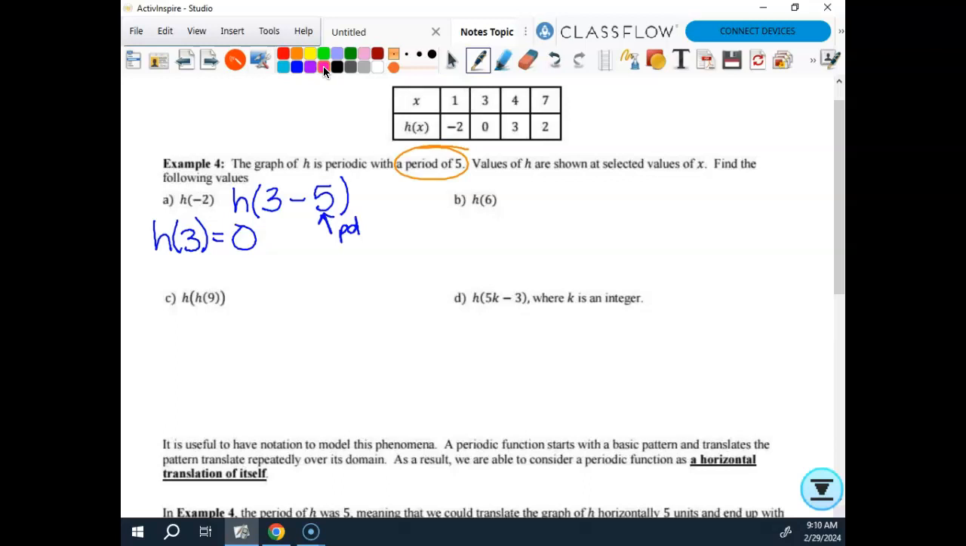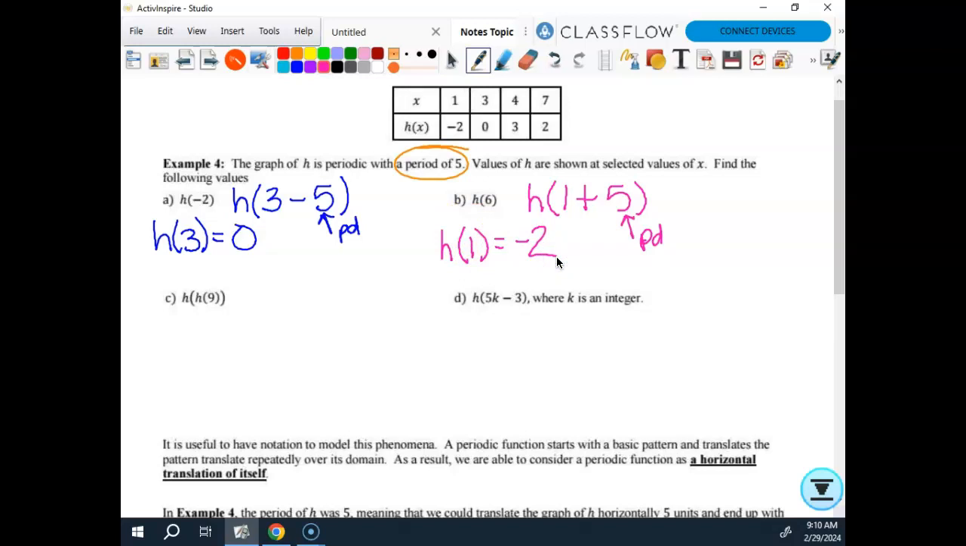All right, h of 6. Who wants to tell me how to rewrite this one? 1 plus 5. Good. 1 plus 5, because that's the period. Is that the only way to do it? No. Did anybody have anything different? Okay, that's the way I would have done it too. I think that's the easiest. Then h of 1 equals -2. Okay. Everybody okay with that?